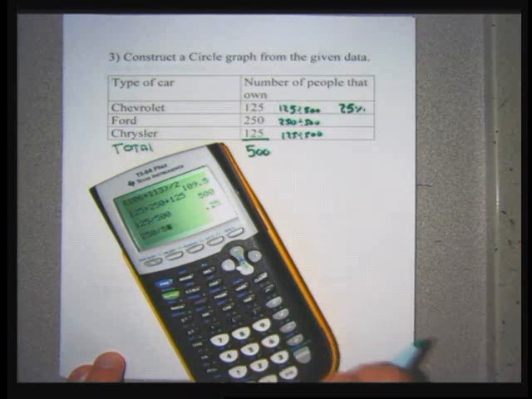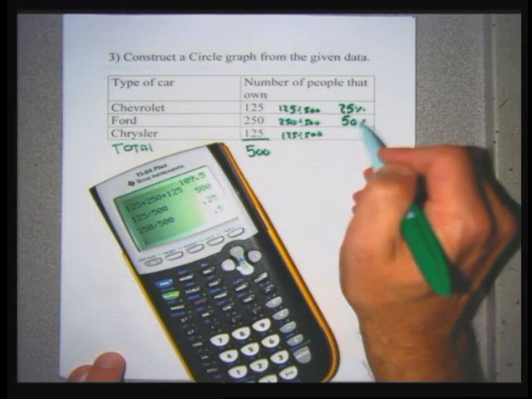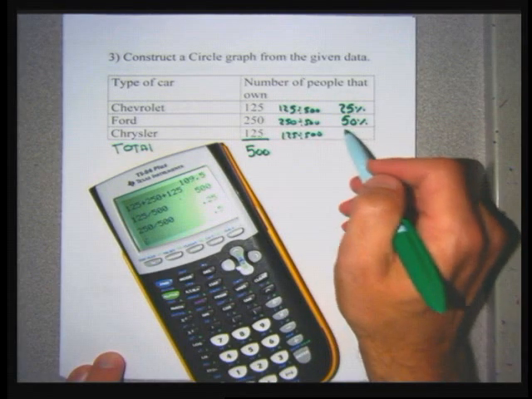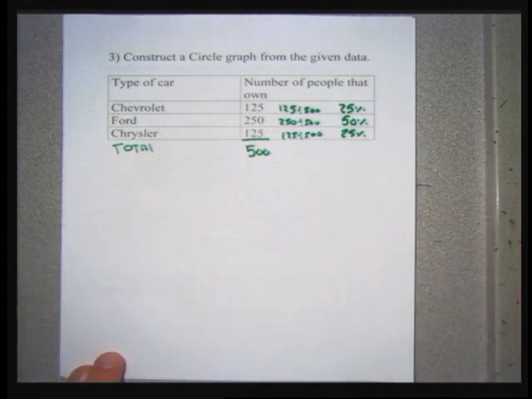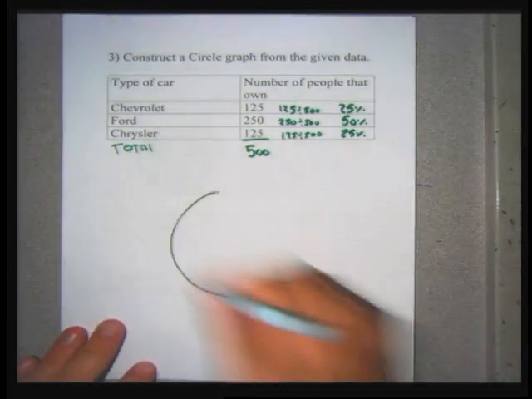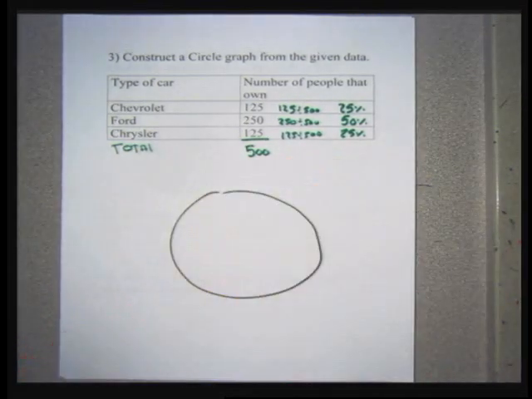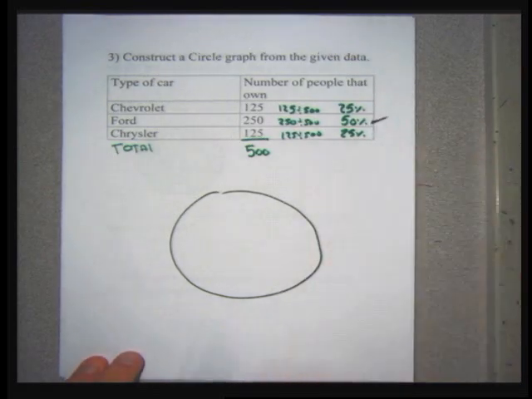250 divided by 500 is 0.5, which is 50%, and the last one's the same as the top one, so it's 25%. Now I'm going to make a circle graph, and inside my circle graph I'm going to put both the percents and what the percent stands for. So more or less draw something that's more or less a circle, and then for me it's easy to do 50%, so I'm going to do that first.